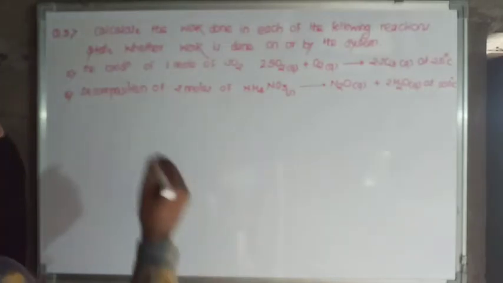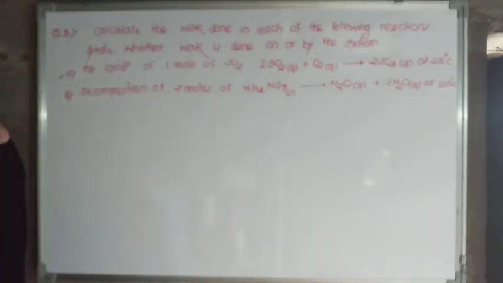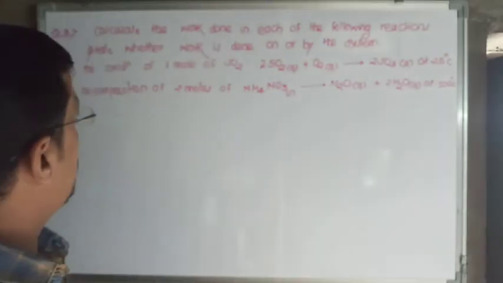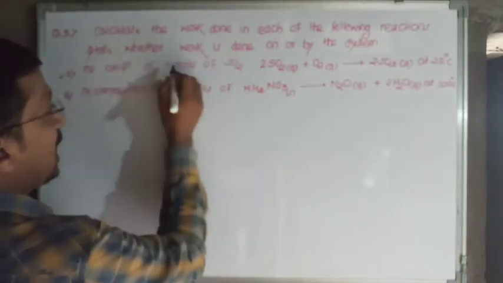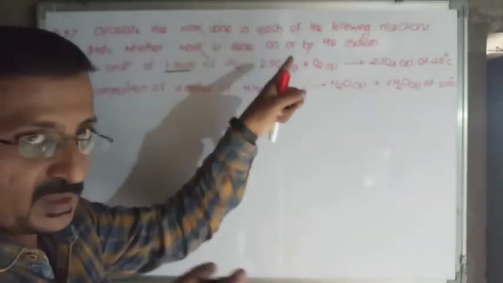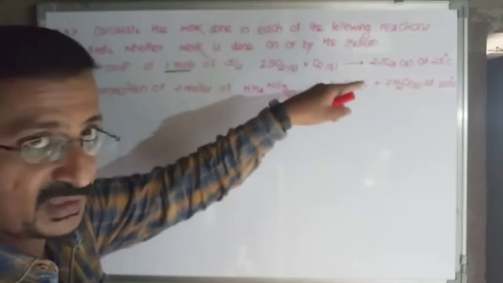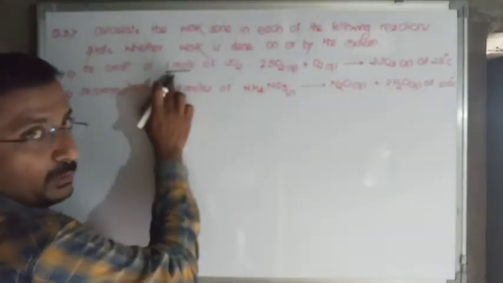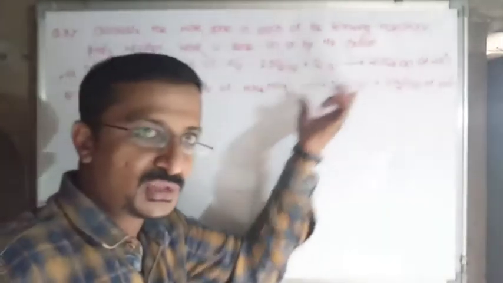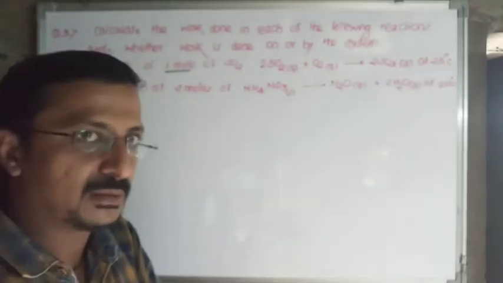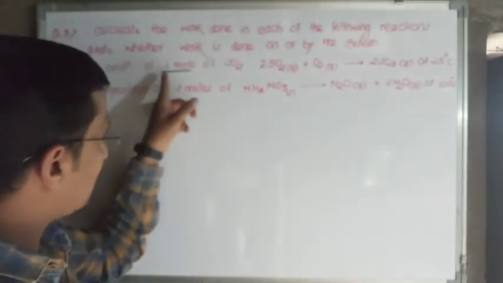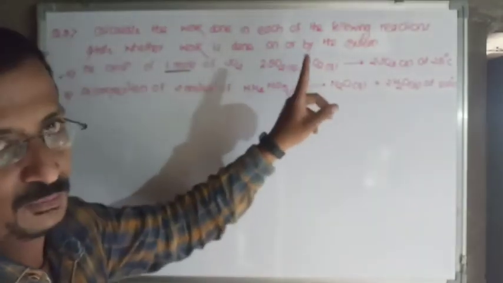First we consider the oxidation of 1 mole of sulfur dioxide. If you carefully observe, they ask us to calculate the work done and explain whether work is done on or by the system. But they ask for 1 mole, while in the reaction 2 moles of sulfur dioxide are given. If you use this reaction as such for calculating the change in number of moles, delta n, the answer is wrong. So always be careful: if they ask for 1 mole, you have to convert the reaction for 1 mole.